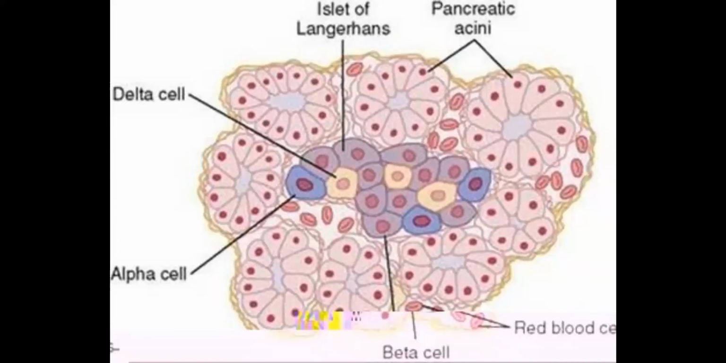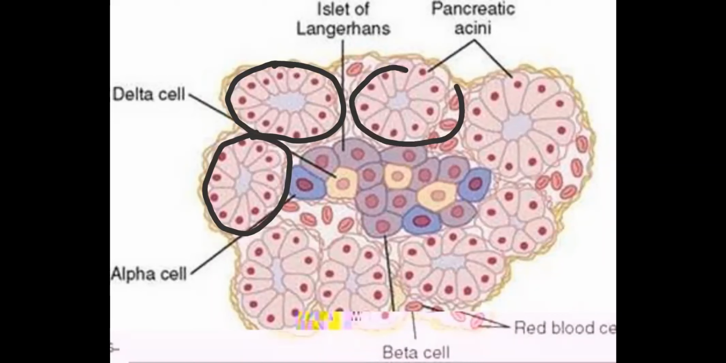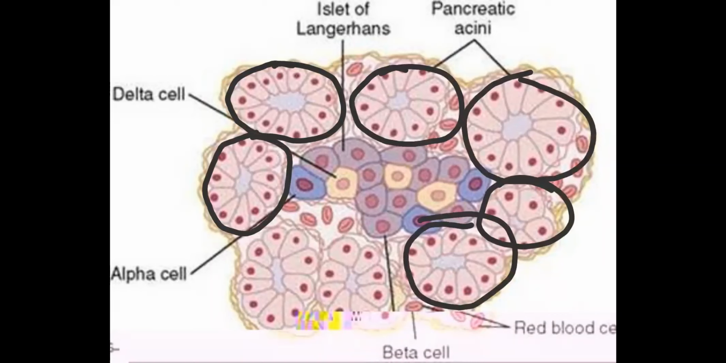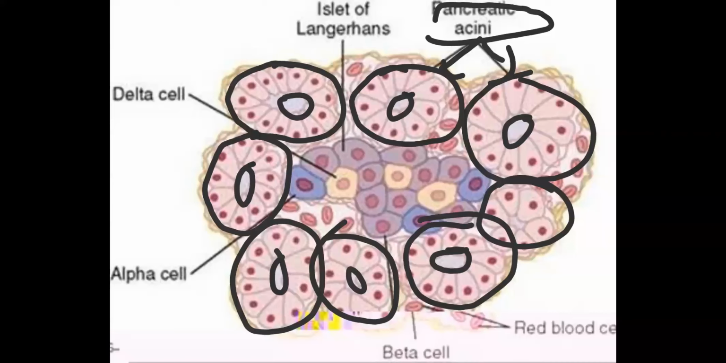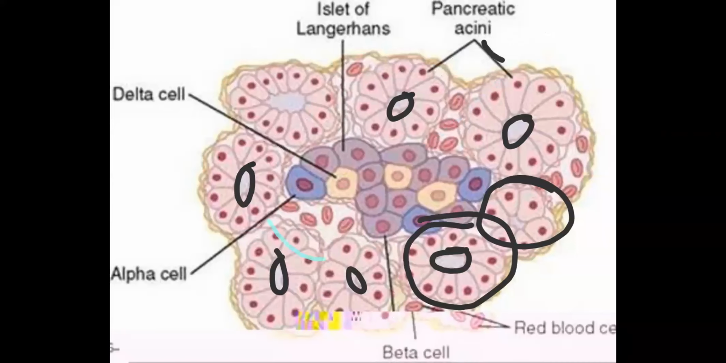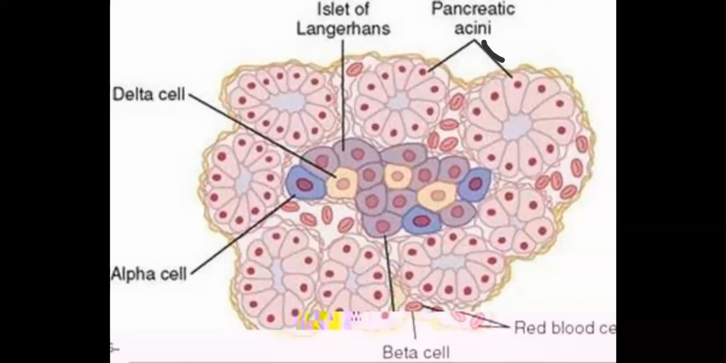Let's try and understand the internal features of this gland. When you take an anatomical section, you find that internally there are plenty of units, which are known as pancreatic acini. The major portion of our pancreas has these pancreatic acini, the tubular units which will secrete pancreatic juice. This represents the exocrine portion of the gland.